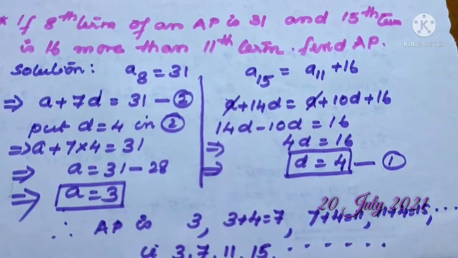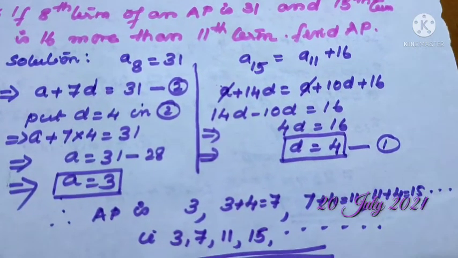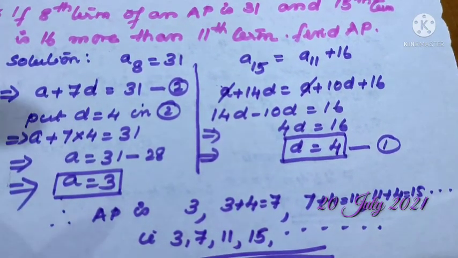Here the condition is we have to form the equation only. Based on the equation we can use any method of solving. Chapter 3 we already studied many methods. One of the methods we can use and solve. So the answer is 3, 7, 11, 15 etc.